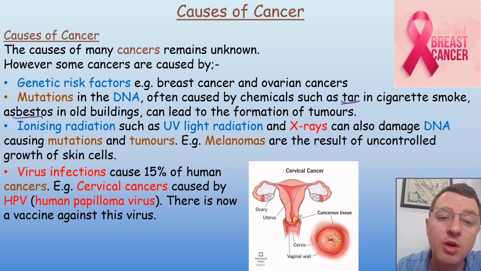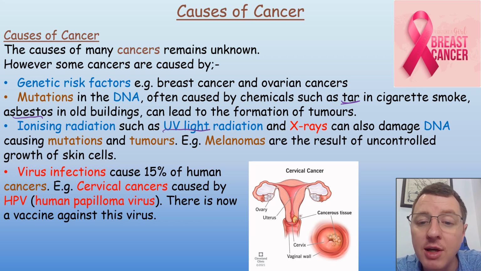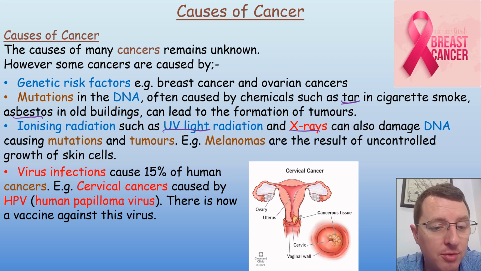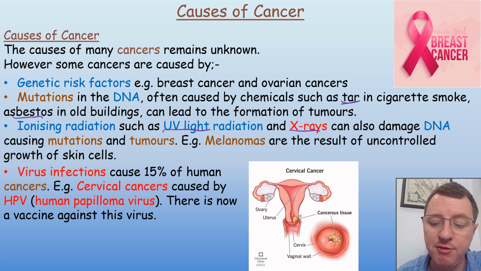Ionizing radiation, such as UV ultraviolet light radiation and X-rays, can also damage the DNA inside a cell, causing mutations and tumours. For example, a melanoma, which is a skin cancer, is the result of uncontrolled growth of skin cells. Viral infections also cause 15% of human cancers. For example, cervical cancer, as we've already mentioned, is caused by the HPV virus. Although there is now a vaccine against this virus, which should reduce the number of individuals infected and having cervical cancer.